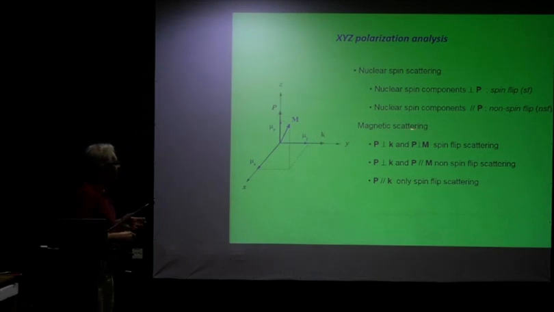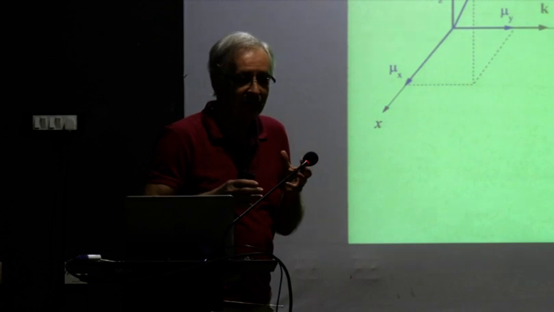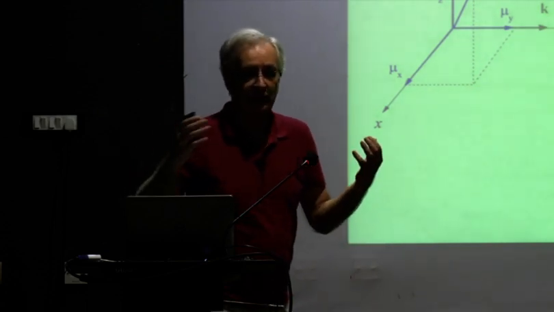Now, the magnetic scattering is a little bit different than this. In the case of magnetic scattering, you have a condition where your polarization is perpendicular to K, and a condition where your polarization is parallel to K. A further condition is that your polarization can be perpendicular to any one of these magnetization components, and it can be parallel to it. And because of these different conditions, you can manipulate these mathematically to distinguish between the nuclear scattering and the magnetic scattering.